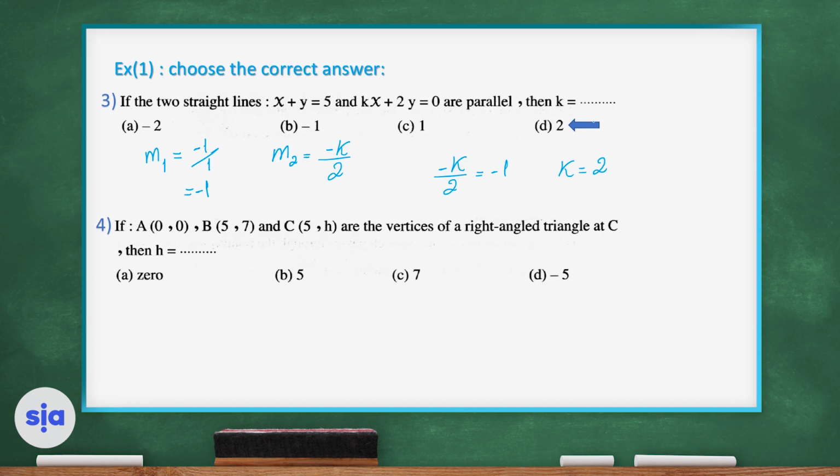Question 4, if A, B, and C are the vertices of a right triangle at C, then what is the value of H? For sure here, in order to form a right angle triangle, then the value of H will be 0. So here, the right choice of question 4 is A.